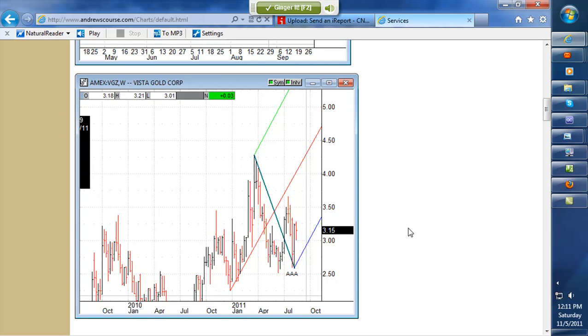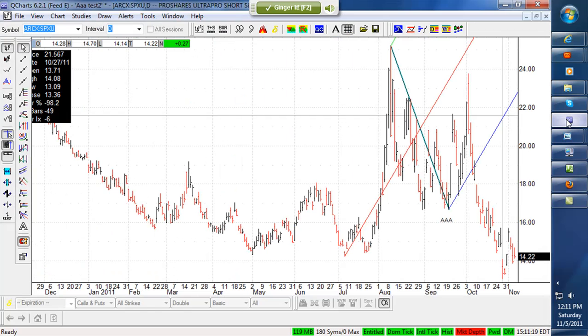And this, by the way, is the most recent version of Precision Trader, not version 3.0. So let's take a look at what happens when you get these 3A's, and let's see what coincidentally happened with VGZ.